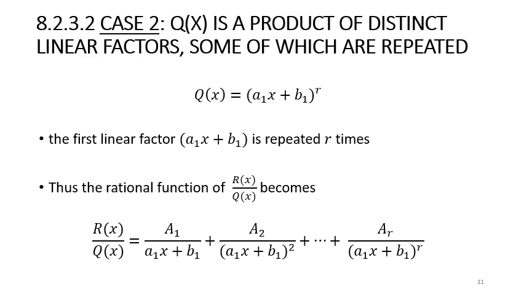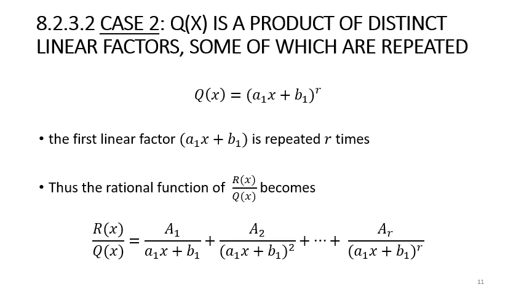Right, so moving on to the second case of partial fractions, where Q(x) is a product of distinct linear factors, some of which are repeated. In this case, when you factorize Q(x), the same linear factor is repeated r number of times. Thus the rational function P over Q becomes the first constant A1 divided by the linear factor to the power of 1, plus A2, the second constant, divided by the linear factor to the power of 2, and you repeat until the linear factor has been repeated r times.